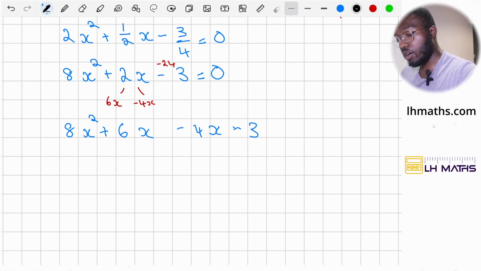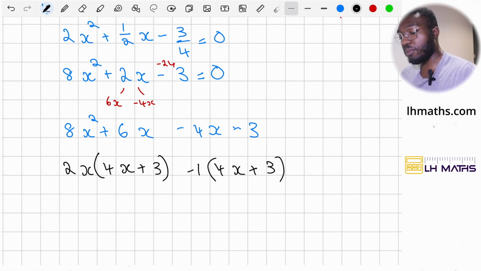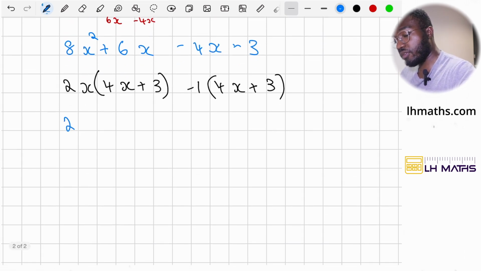So if we do that, what are common factors of this? 2 and x are common factors. So 2x, we are left with 4x plus 3. And then with minus 4x minus 3, again, 4x plus 3 would be in the brackets, and we're just left with minus 1 on the outside. So if we were to factorize that, it would be 2x minus 1, 4x plus 3. Okay? And that is equal to 0.